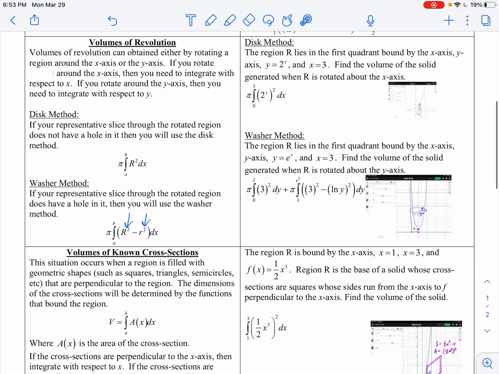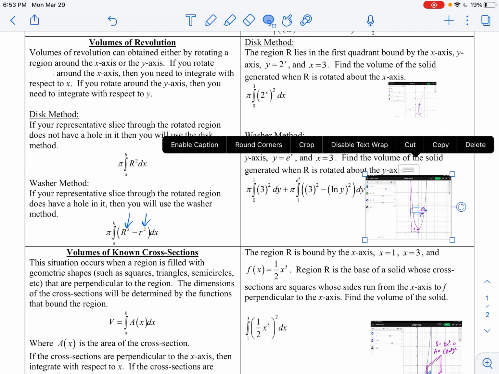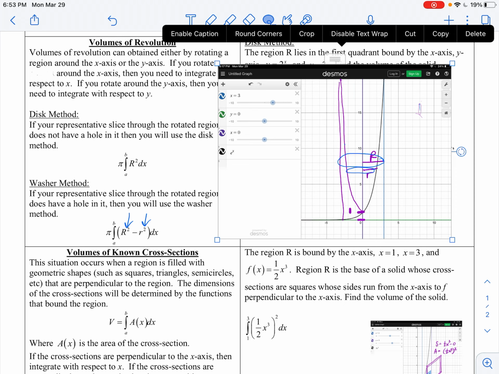All right, in the washer method example, it says we have a region that lies in the first quadrant, bound by the x-axis, the y-axis, y equals e to the x, and x equals 3. Find the volume of the solid generated when R is rotated around the y-axis. So here is my graph.